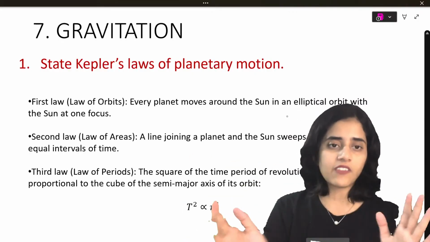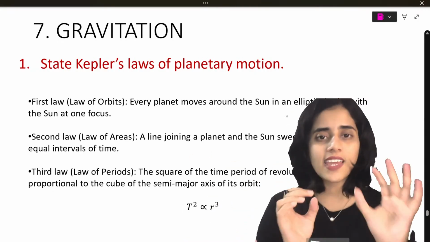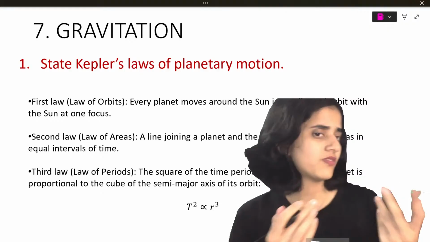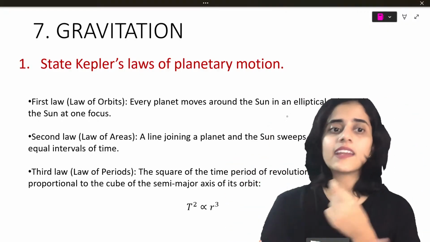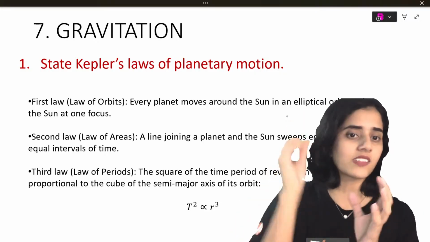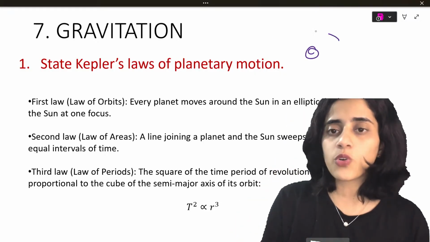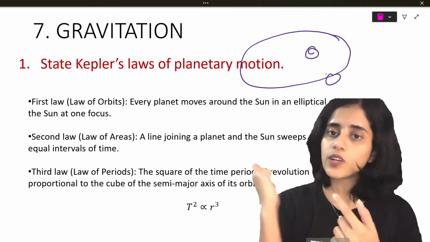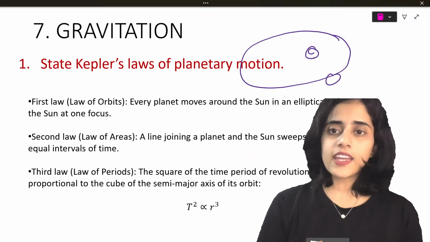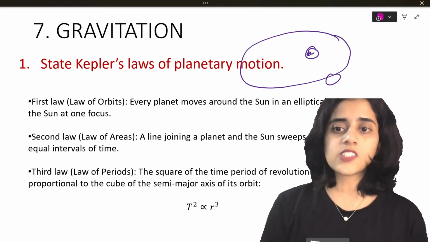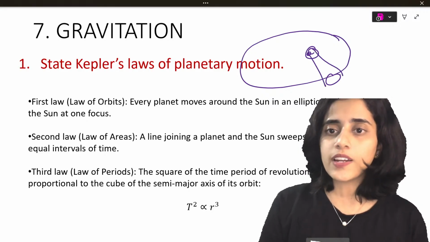Last chapter, gravitation. First question. State Kepler's law of planetary motion. First law is the law of orbit. Every planet moves around the sun in an elliptical orbit with sun as the focus. So sun is the focus. The planets move around it in an elliptical orbit. Now, a line joining the planet and the sun sweeps out equal areas in equal intervals of time.